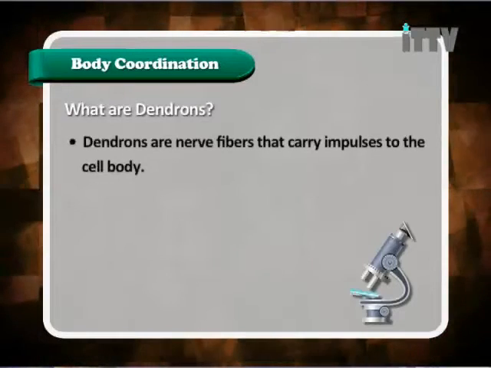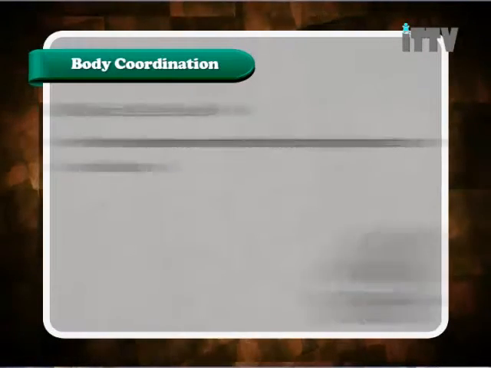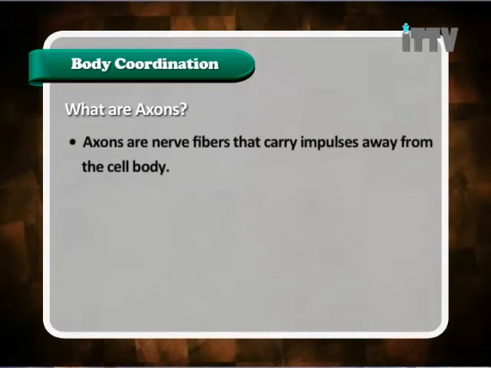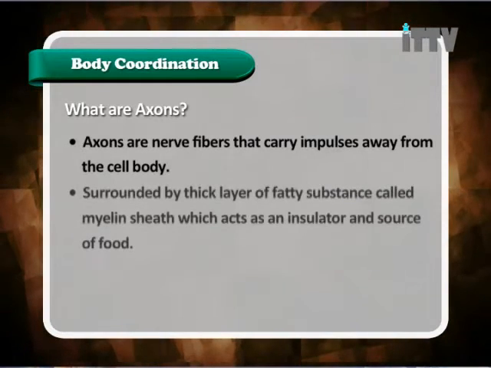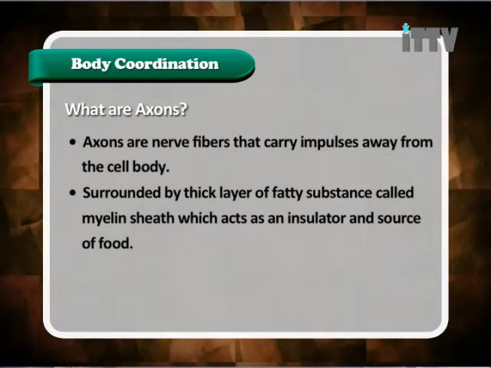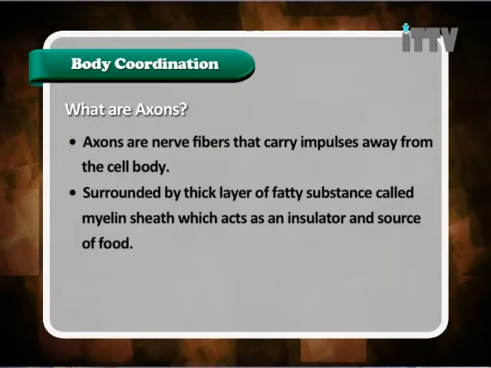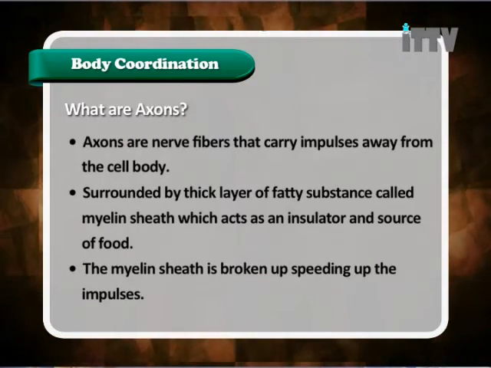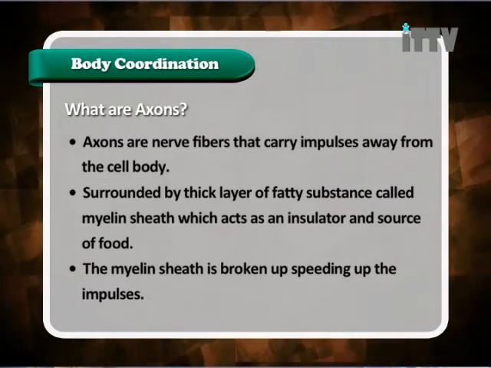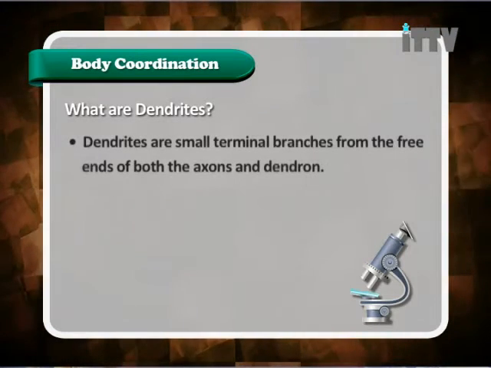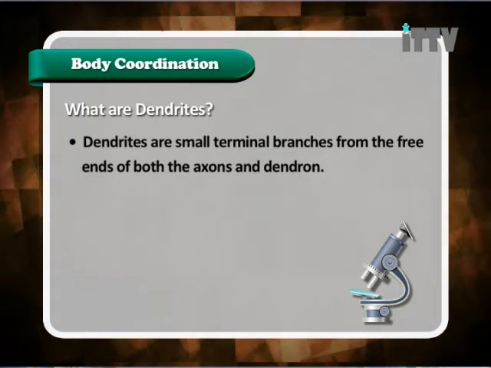What are dendrons? Dendrons are nerve fibers that carry impulses to the cell body. What are axons? Axons are nerve fibers that carry impulses away from the cell body. They are surrounded by a thick layer of fatty substance called myelin sheath, which acts as an insulator and source of food. The myelin sheath is broken up, speeding up the impulses. What are dendrites? Dendrites are small terminal branches from the free ends of both the axons and dendrons.